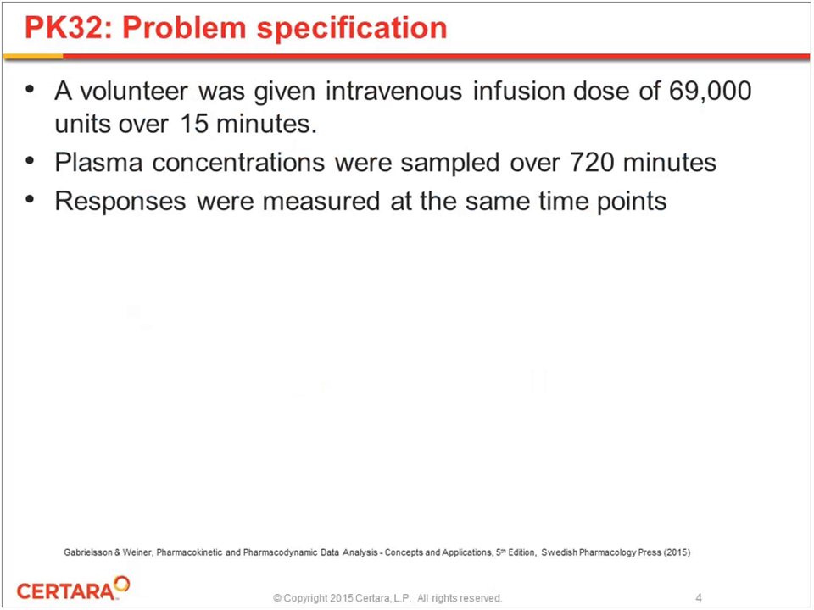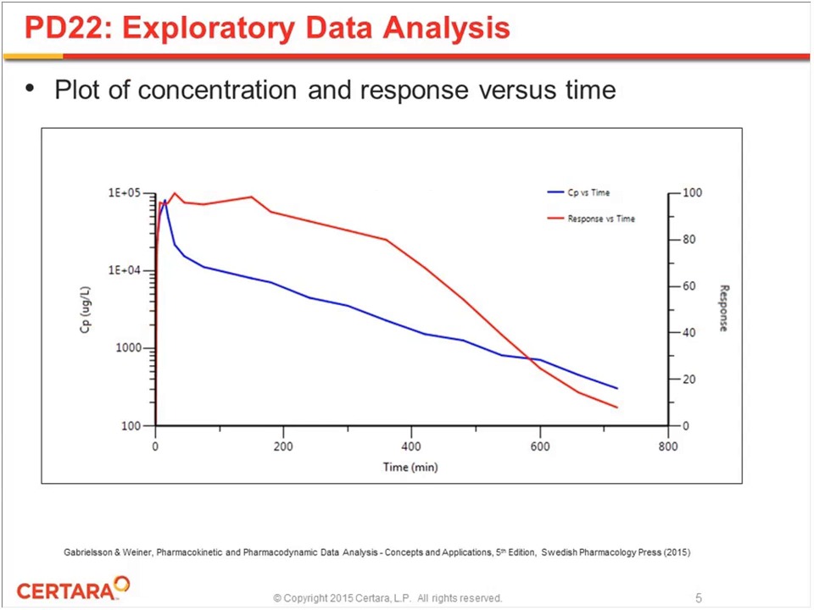Okay, and here's the problem specification. A volunteer was given an IV infusion dose of 69,000 units, it must be micrograms, over 15 minutes. And plasma concentrations were sampled over 720 minutes, or 12 hours if you will, and the response measurements were done at the same time points. We first start typically with the exploratory data analysis.